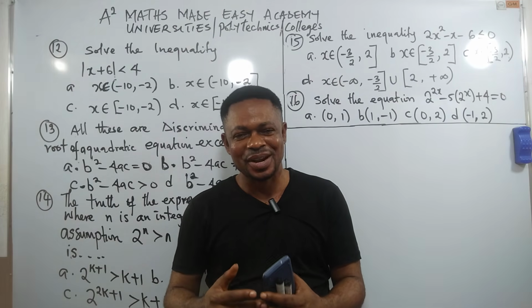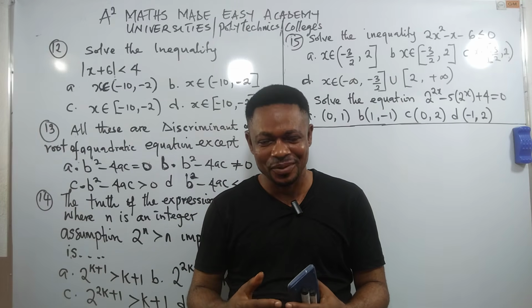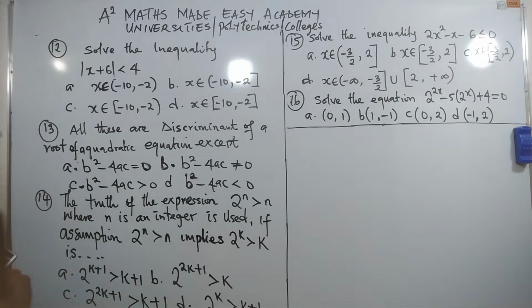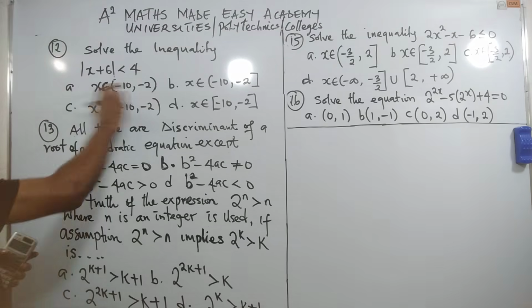So watch this particular question. I want you to observe. Watch. Now the question number 12. Question number 12 says, solve the inequality, absolute value of x plus 6 is less than 4. Now look at the options.